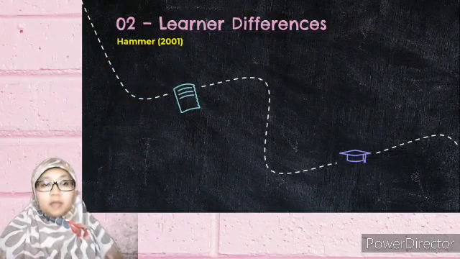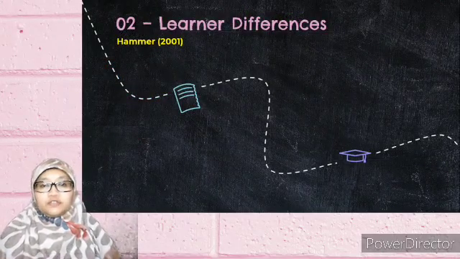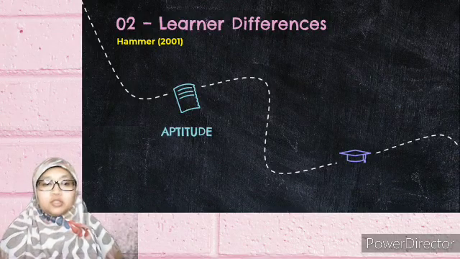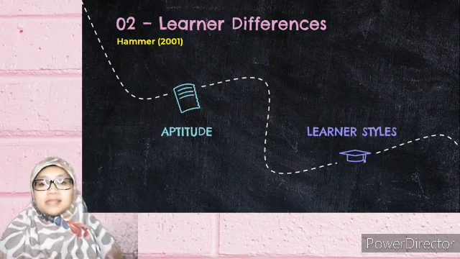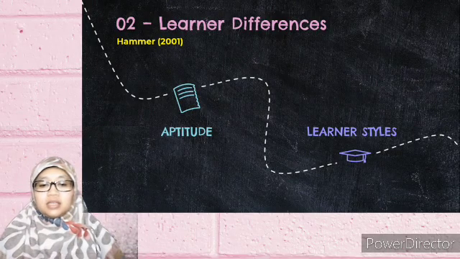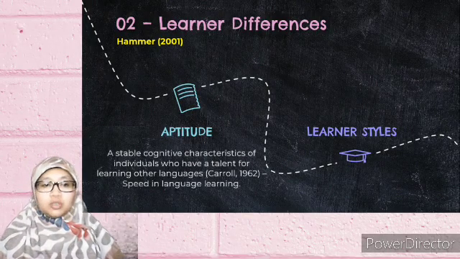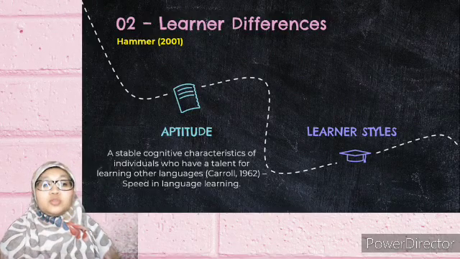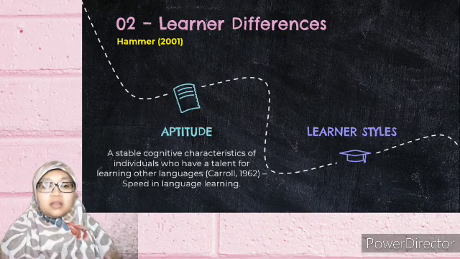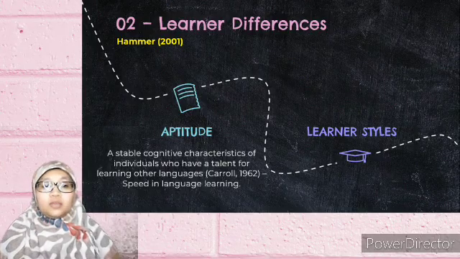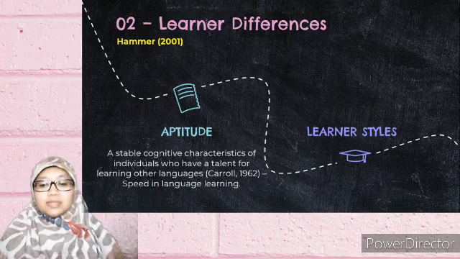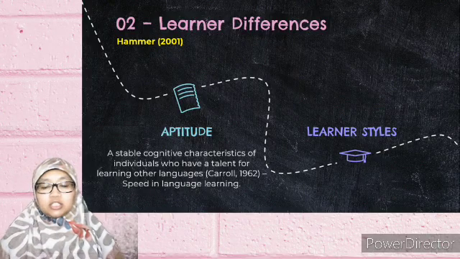The second variable is learner differences. Here I highlighted two items of this variable. The first one is aptitude, and the second is learner styles. Aptitude is a stable cognitive characteristic of individuals who have a talent for learning other languages, or in other words, it deals with the speed in learning a language, and it is usually seen in the level of intelligence.